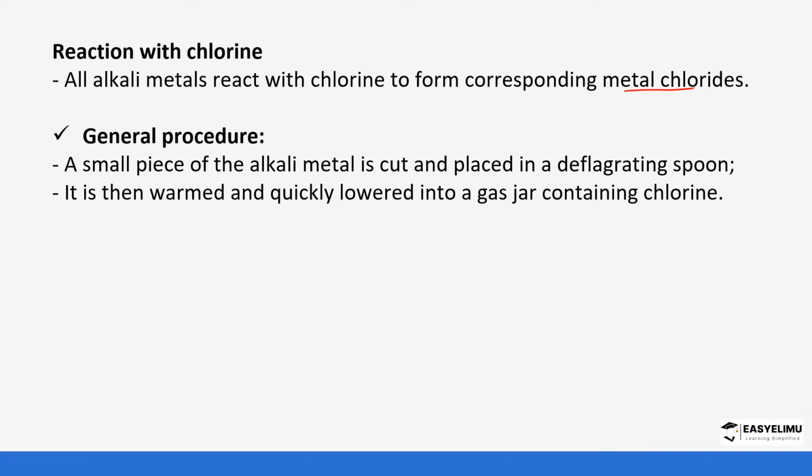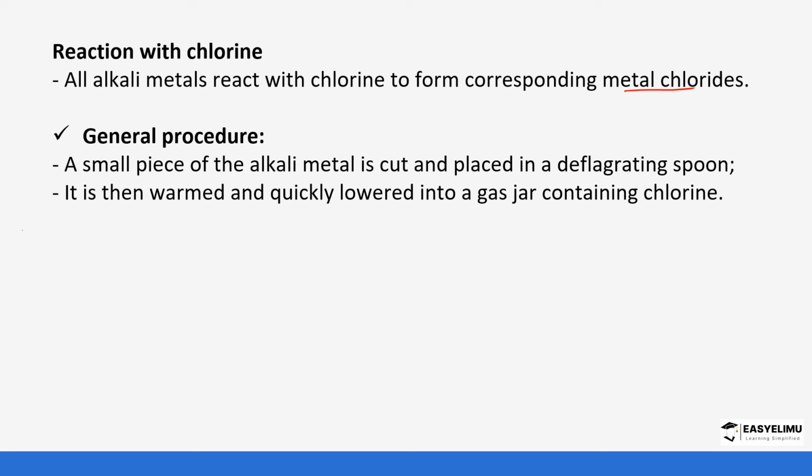So generally, when you look at the procedure, a small piece of metal is placed on a deflagrating spoon, which looks like this, and then we put that small piece of metal here, and it is warmed and lowered into a gas jar containing chlorine gas. So it looks something like this, and then the reaction is allowed to proceed.